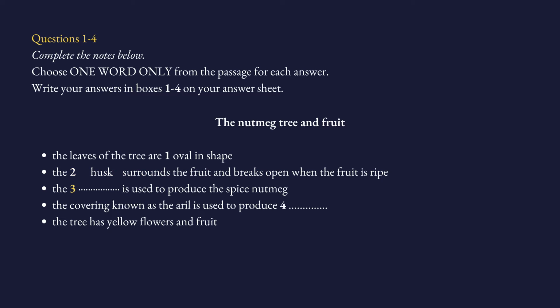Question number 3. The blank is used to produce the spice nutmeg. Nutmeg is a kind of nut, but we don't care. You don't really have to know what kind of nut it is. You don't even have to know that it's a nut. Just put an X instead of this word in your mind. You'll be fine. You don't have to understand every word to be able to answer the questions. Your job is answering the questions, not really learning the passage. This is not a university or high school exam. So what are the keywords? The keywords are produce and spice nutmeg.